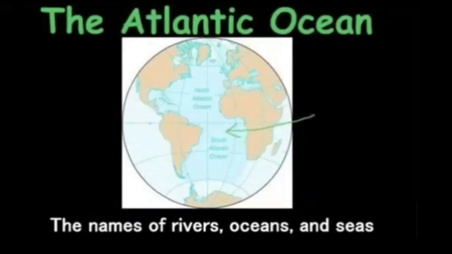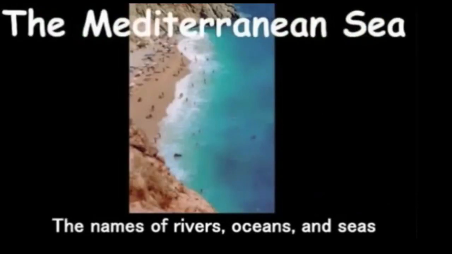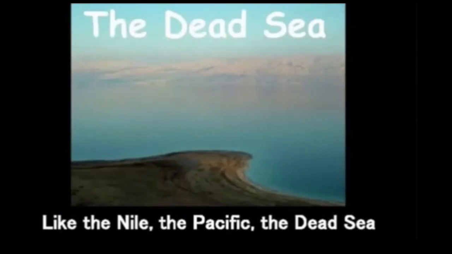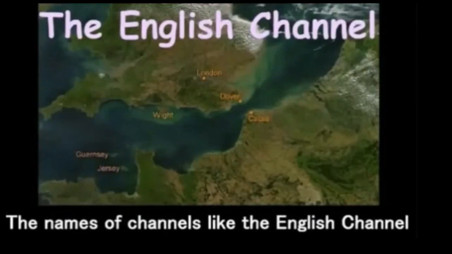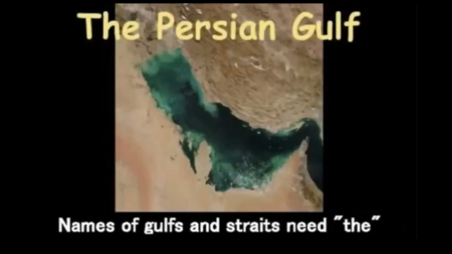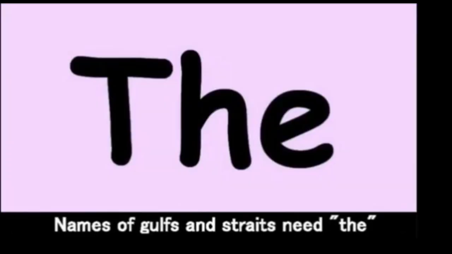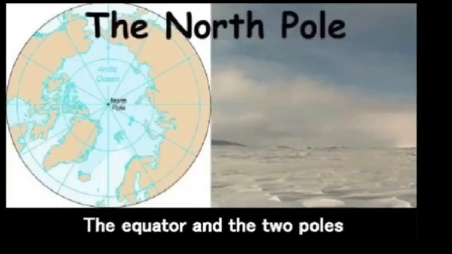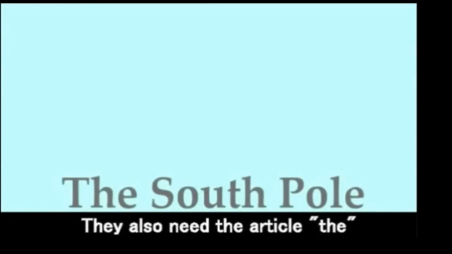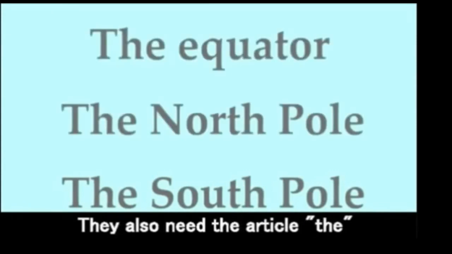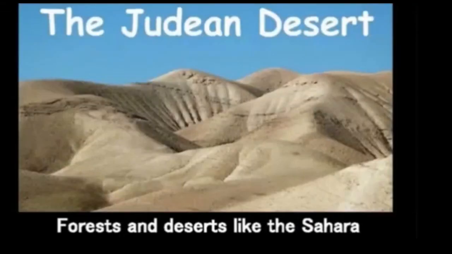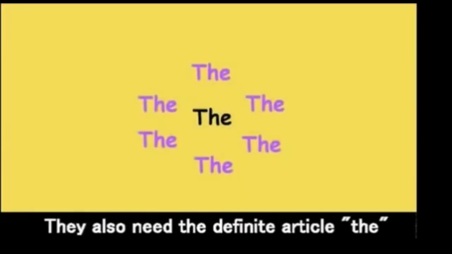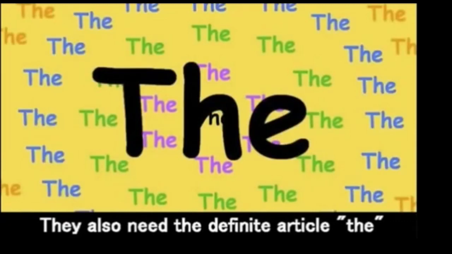The names of rivers, oceans and seas, like the Nile, the Pacific, the Dead Sea. The names of channels, like the English Channel. Names of gulfs and straits need the. The equator and the two poles also need the article the. Forests and deserts like the Sahara, they also need the definite article the.